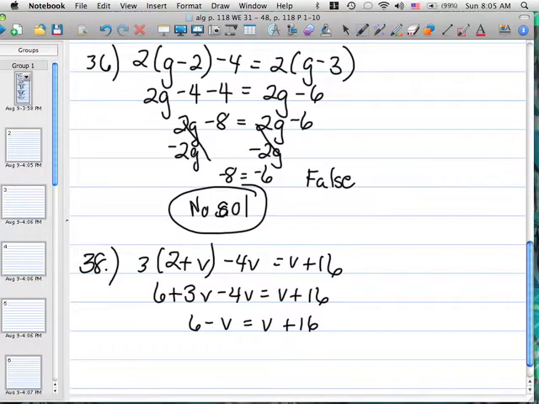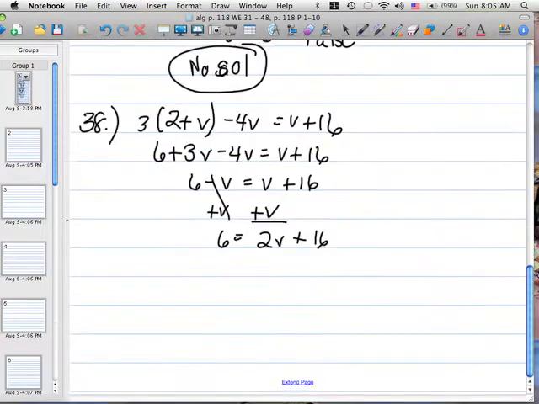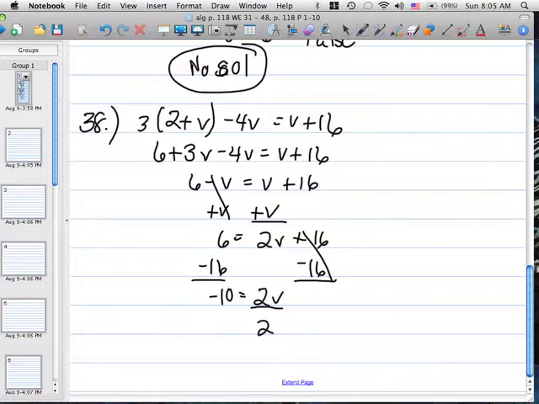Attempting to get the v's on one side. This is positive, so I'm going to add v here, eliminating it on the left. So 6 equals 2v plus 16. Subtract 16 from both sides. It's now a two-step problem, so we're undoing addition. So we get -10 equals 2v. Divide by 2 to solve for v, and our answer, our solution, is -5.